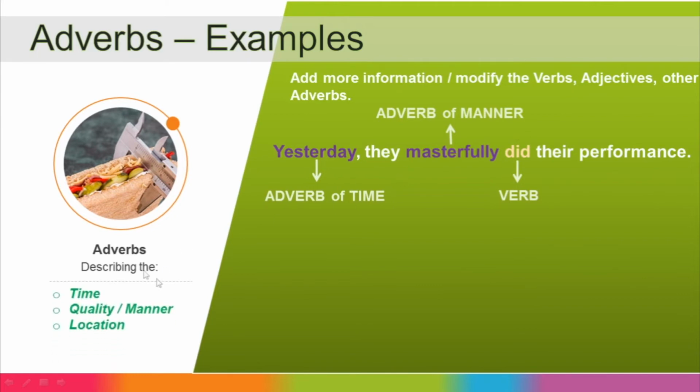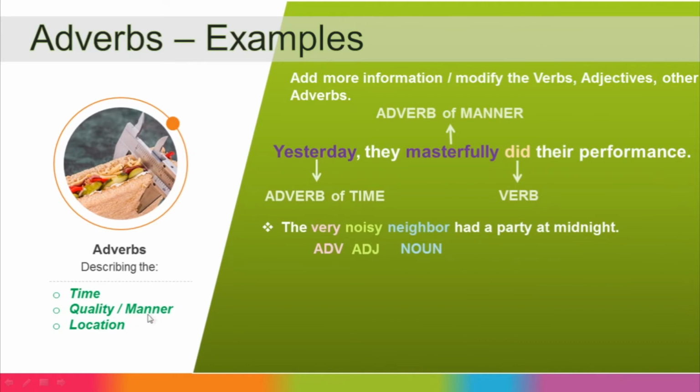Now, adverbs describe the time, quality, manner, and location. Let's look at more examples of this. The very noisy neighbor had a party at midnight. Neighbor here is the noun, and the adjective here, noisy, tells us which kind of neighbor we're talking about. However, the word very here actually modifies the word noisy, like how noisy they are, the quality and manner of the adjective here. Very, an adverb, is modifying the word noisy, which is an adjective, and put just before the word that the adverb is modifying.